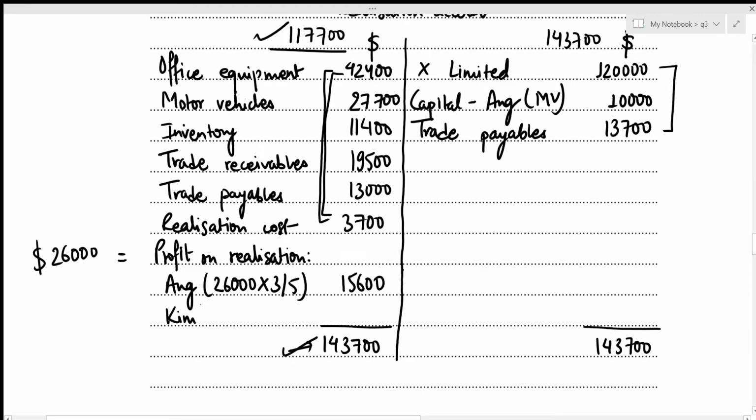Okay, now for Kim, that's 26,000 total profit, and 2 out of 5 parts belongs to her, so that's times 2 by 5. This results in profit on realization for Kim to be 26,000 times 2 by 5, which results in the value of 10,400. Alright, this concludes our realization account as well as the second part of this question. Now we can move towards the third one.